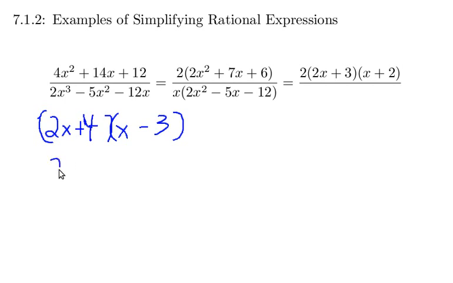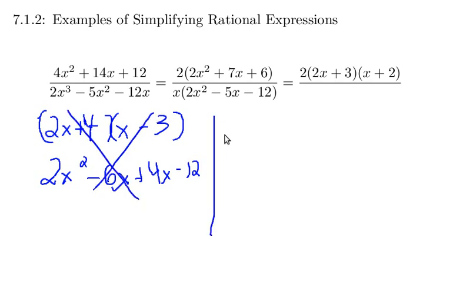So 2x squared is for the first one, minus 6x, because 2x times negative 3, plus 4x, and then minus 12. And this doesn't work because we have negative 2x, we want minus 5x. So that doesn't work. Put a divider here, and let's try 2x plus 3 times x minus 4.